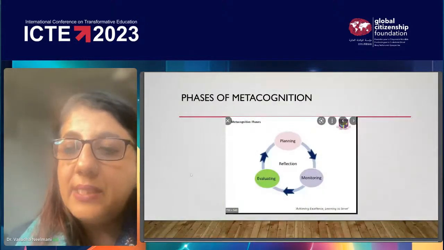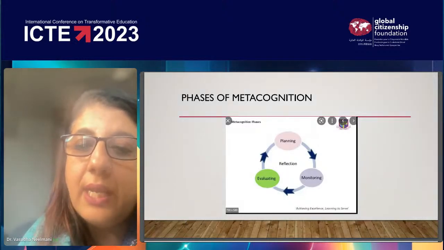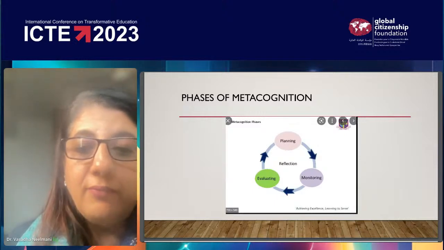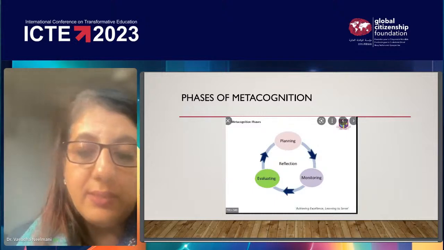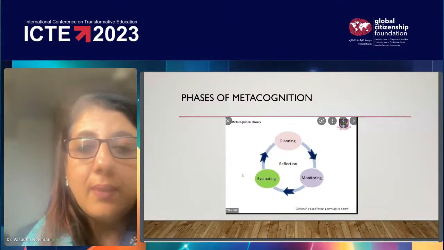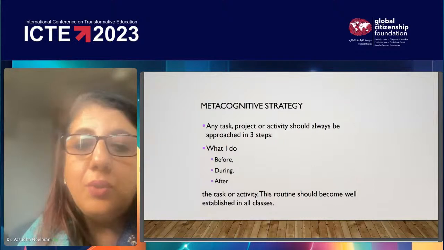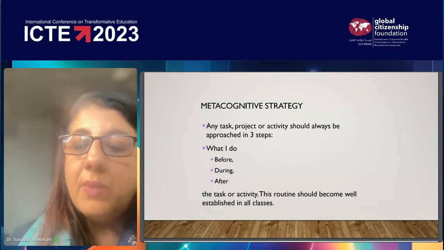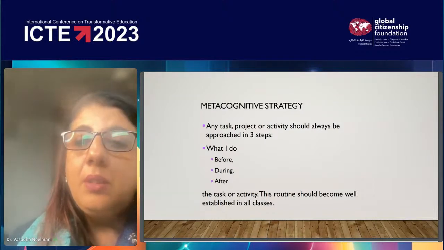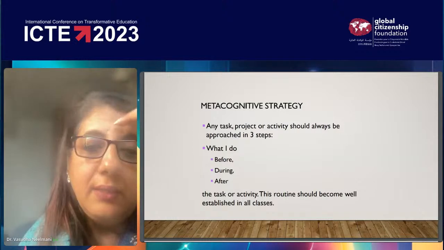So there are different phases of metacognition, and any good leader, any good educator will be using them. So you plan, you monitor, and you evaluate. So you are there to plan, monitor, and evaluate. Next slide, please. Whenever you are doing any task, you should be thinking about what you should do before, during, and after, and you plan the whole activity, you plan the whole concepts in the same manner. Next slide, please.